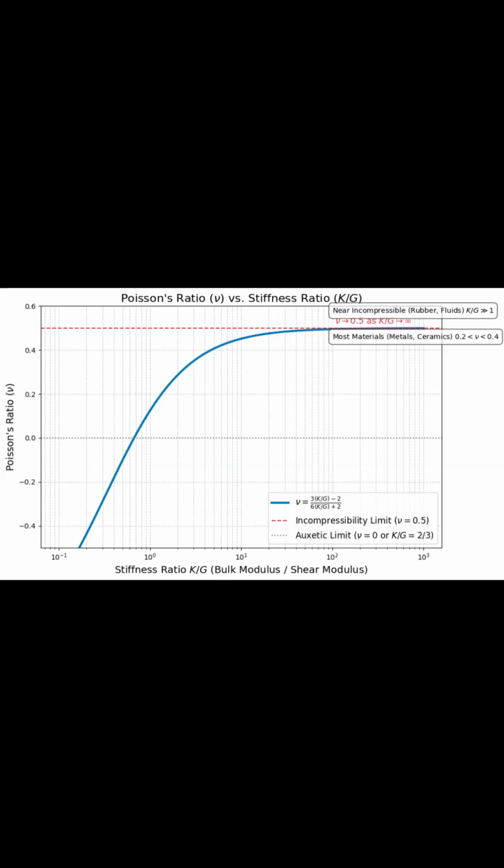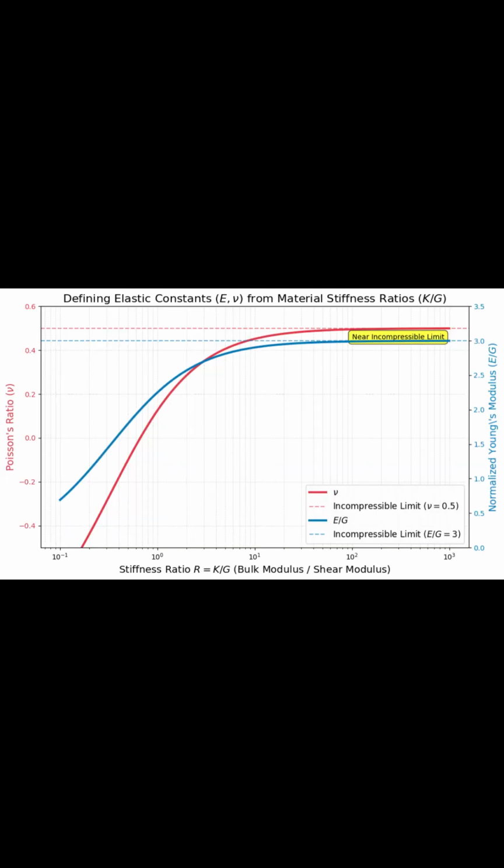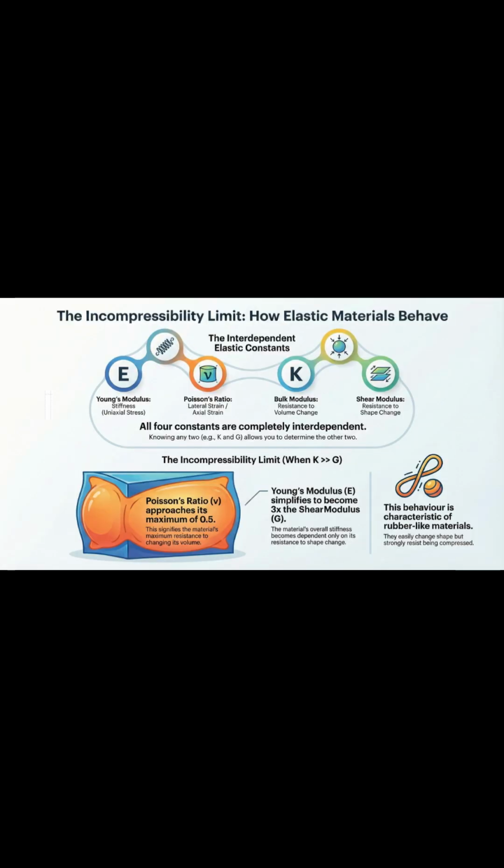And here's the real trick, the second point. This relationship isn't arbitrary. They're all describing the exact same physical stiffness. This means if you define any two of these constants, the other two are automatically locked in. You just can't choose them independently.